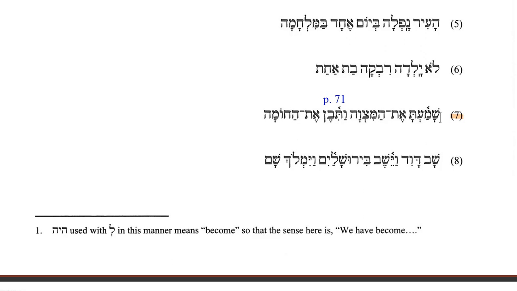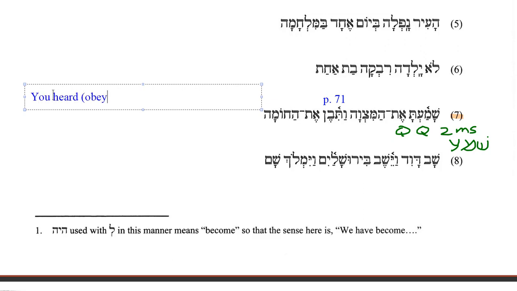So we begin with a Yiqtol form. We've seen these for the last few weeks, and that is simply a Qal stem. Everything we've looked at so far is Qal, and then a Yiqtol, and the ta ending tells us it's second masculine singular, and the root is shama, to hear or to obey. So we have you, and then the default of the Yiqtol form would be past tense. So you heard or obeyed.